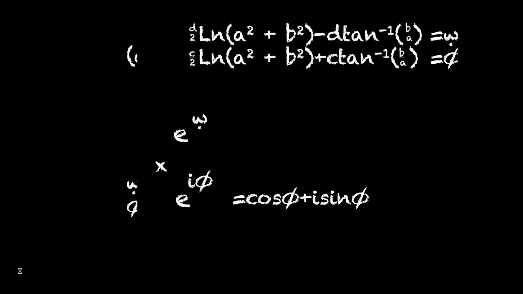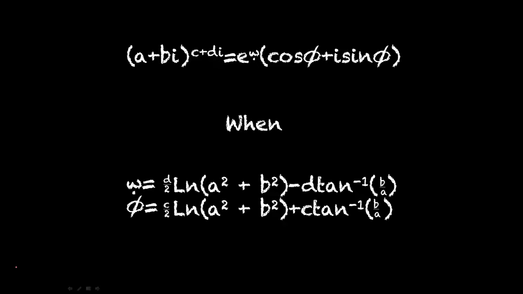So we get to a final point of (a plus bi) raised to the (c plus di) equals e to the omega times (cosine theta plus i sine theta), where omega equals d on 2 times the natural log of a squared plus b squared minus d times arctan of b on a, and theta is equal to c on 2 times the natural log of a squared plus b squared plus c times the arctan of b on a. Disgusting, but you know, it's quite cool anyway, who cares?